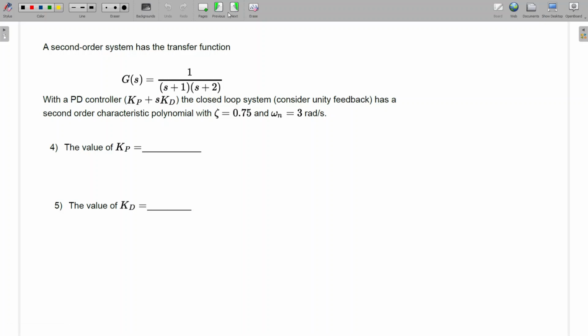How can we solve this question? This is easy only. Any idea? A PID controller is given.